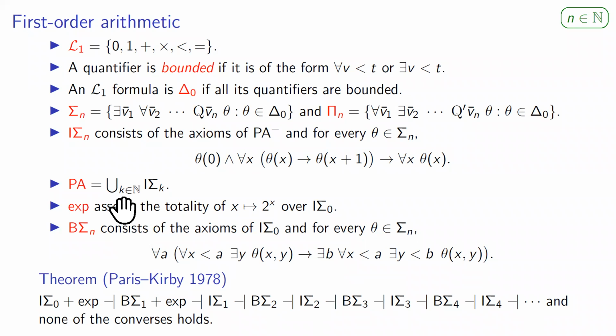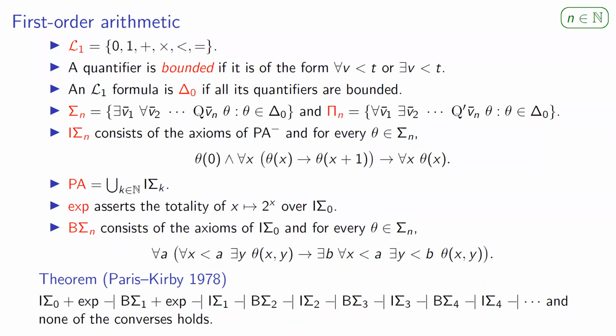And as I mentioned, I will need to add exponentiation. So I add exponentiation everywhere. It doesn't destroy the hierarchy, it stays intact. But you only see the exponentiation up to B sigma 1, because above that, the totality of exponentiation is already provable. So you only explicitly see exp below I sigma 1. And when I said I want to negate an induction axiom, I'm negating one of these theories. Actually, these are all finitely axiomatizable, so I just negate these axioms.